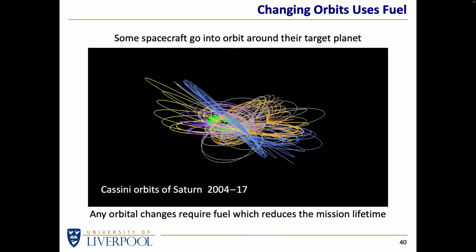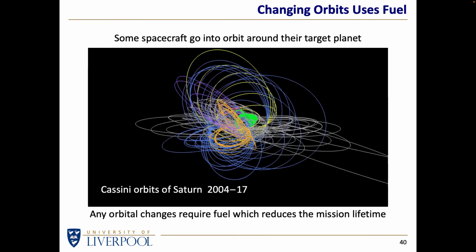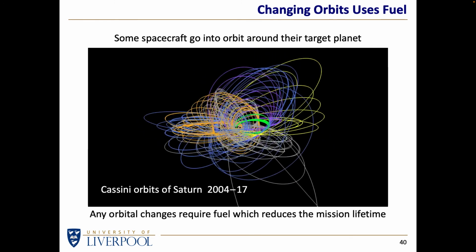There are times when you do need to use fuel. For instance, when Cassini went to Saturn, from 2004 to 2017, it wanted to go round Saturn and take pictures of Saturn from various angles. So that was its orbit around Saturn. It's a very complicated orbit, and in order to keep changing from one ellipse to another ellipse, it had to keep firing its thrusters, it had to keep using fuel, because if you want to change orbit when you're sitting around a planet, you basically need to keep firing those thrusters.